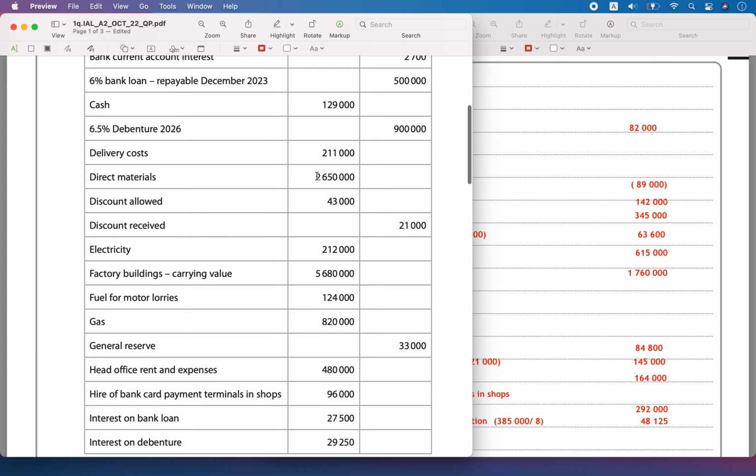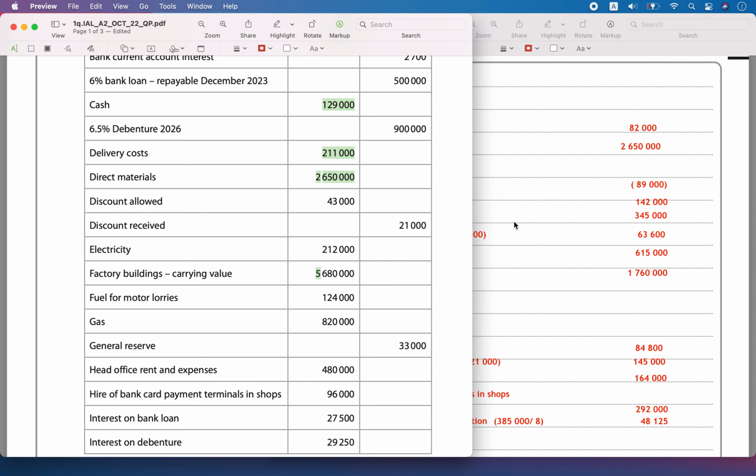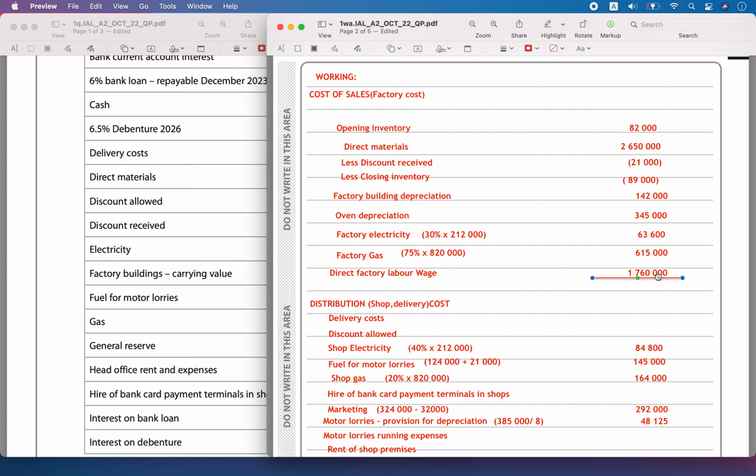Direct materials, it is 2,650,000. Then less discount received, it is 21,000. Then less the closing inventory. Then you have the other costs. So let's calculate the factory direct labor wage, factory gas, everything we have included, other stuff. So now let's calculate the total cost of sales.